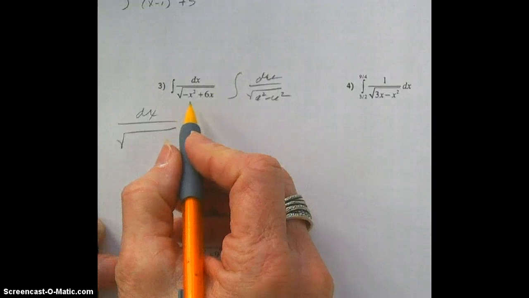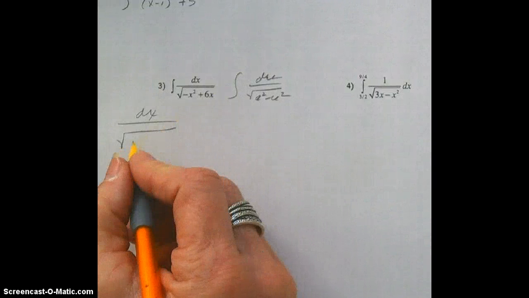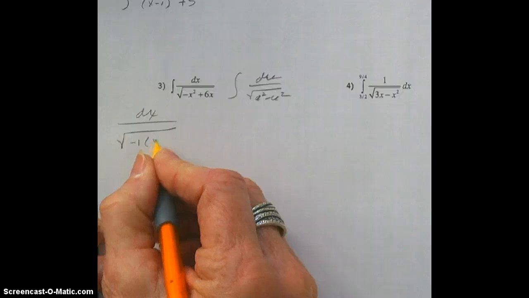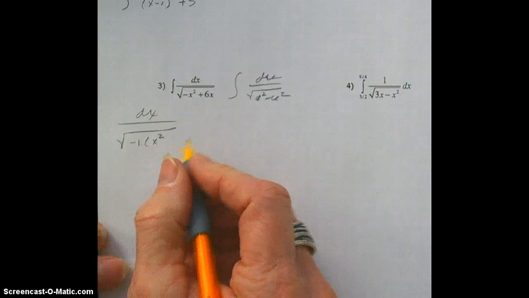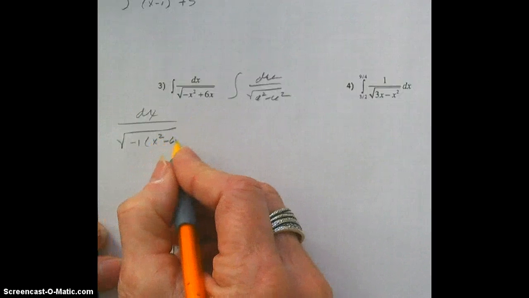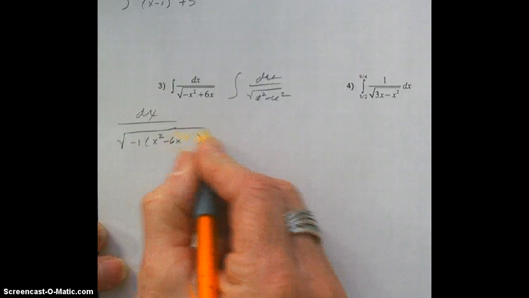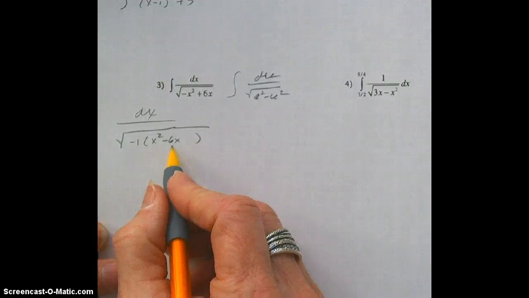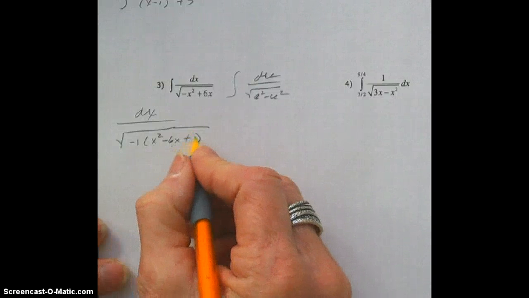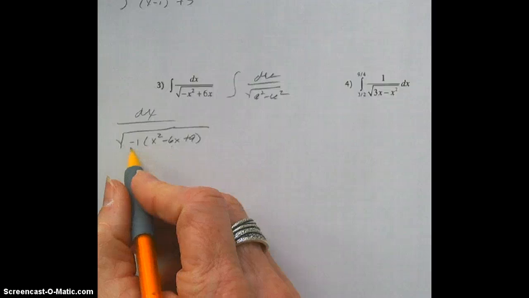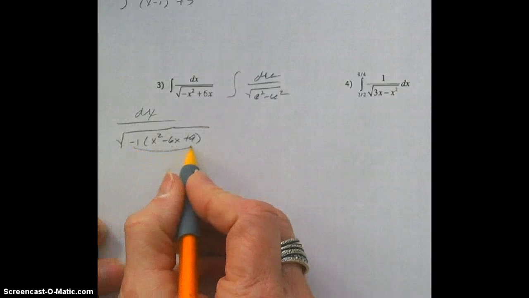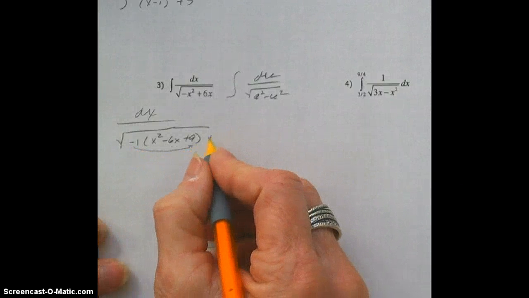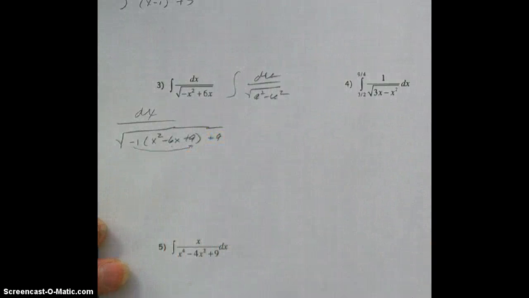So remember, when I complete the square, it must be positive. So I'm going to factor out a negative 1 first. So I get an x squared. When I factor out a negative 1, I'll get a negative 6x. So half of 6 is 3 squared, I get a 9. But here I'm really subtracting 9. So then I should add 9 to counterbalance it.